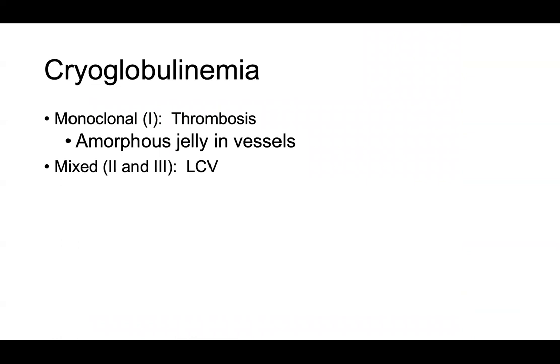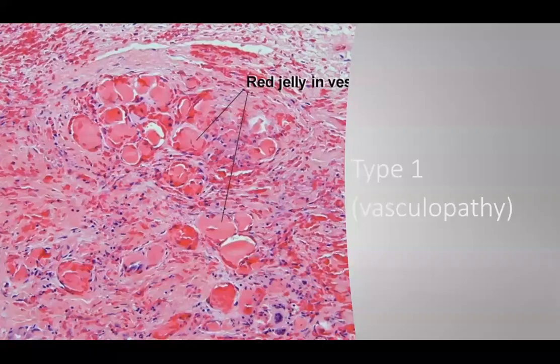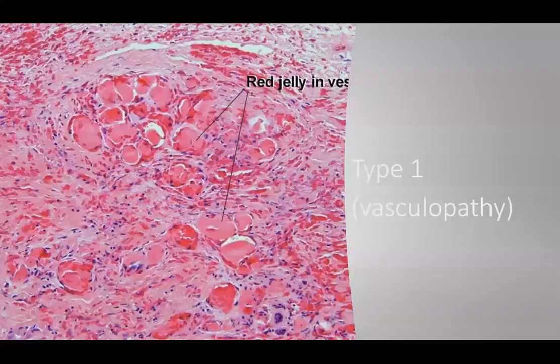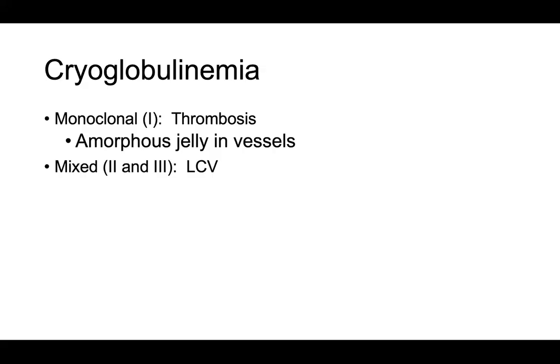Cryoglobulinemia includes thrombosis. Typically in type 1, you're going to just have monoclonal immunoglobulin, and you're going to get this amorphous jelly-like formation within the vessels. And that's what you can see here in type 1 vasculopathy. And this is caused by just an overabundance of monoclonal antibody that basically causes vessel intraluminal coagulation, and you can see this red jelly in the vessels.